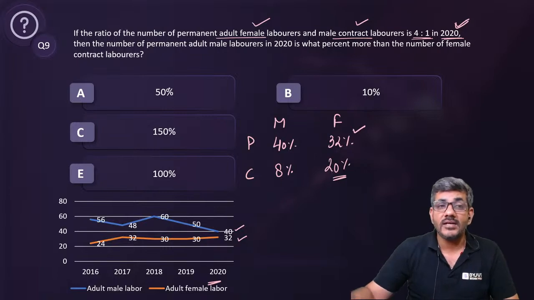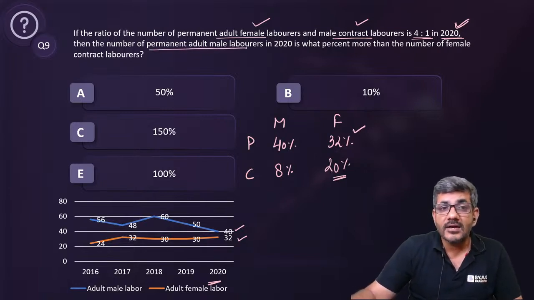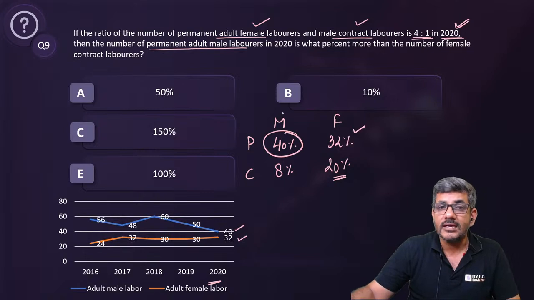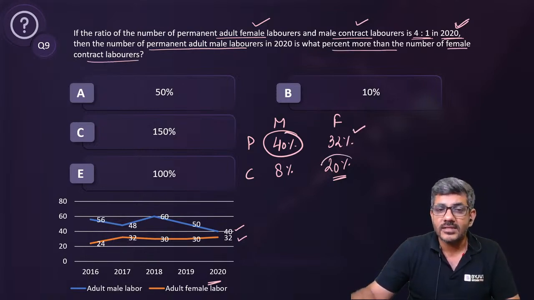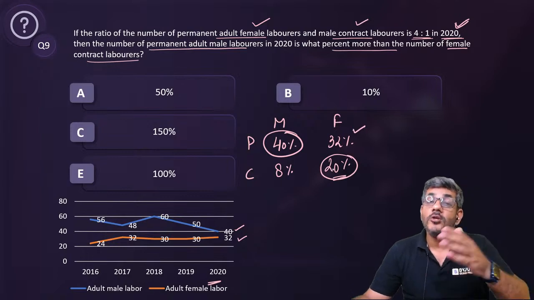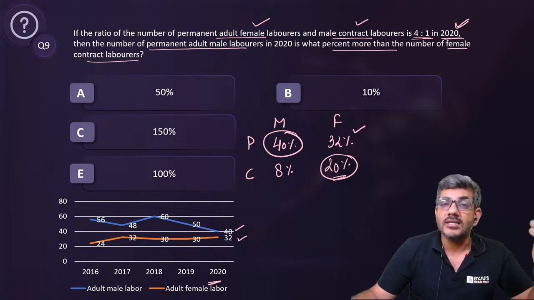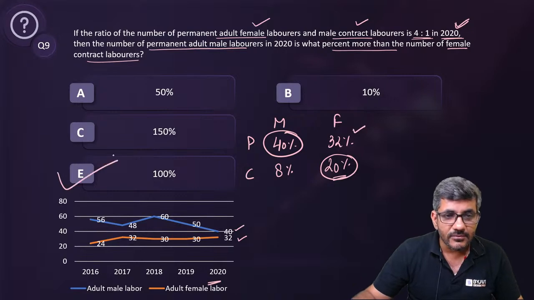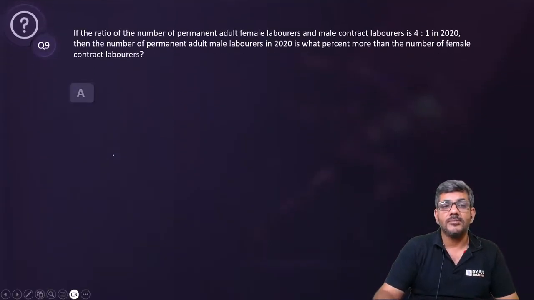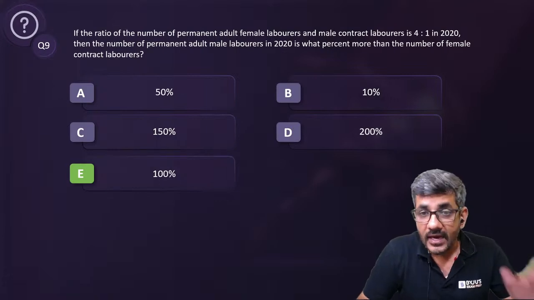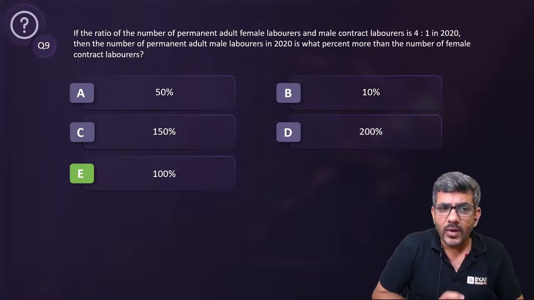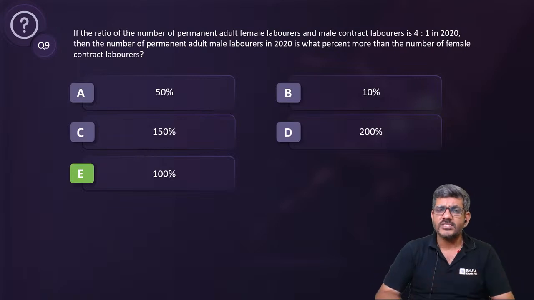Now, what is the question asking you? Number of permanent adult male laborers, that is 40%, is what percentage more than number of female contract laborers? They are 20%. By what percent is 40% more than 20%? So it is 100% more. So therefore my answer is 100% for this first question. Answer is option E. Anaga had given the right answer. But why didn't the other people answer? It was an easy question in my opinion.